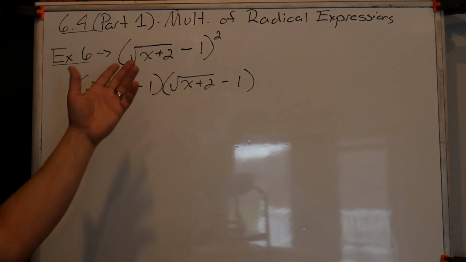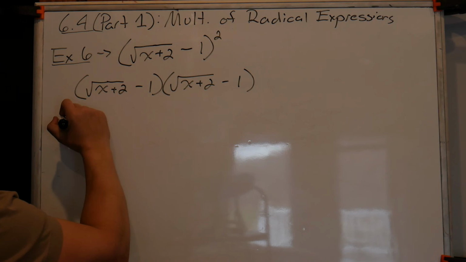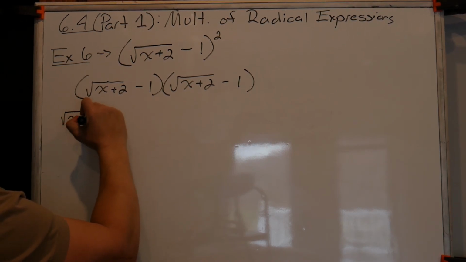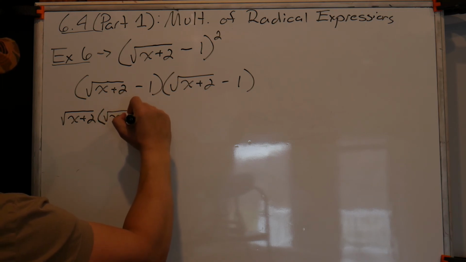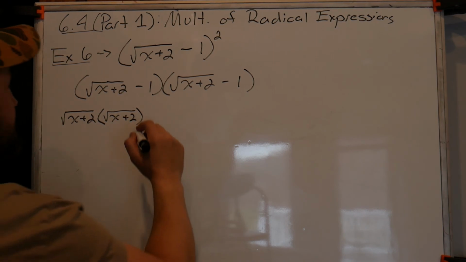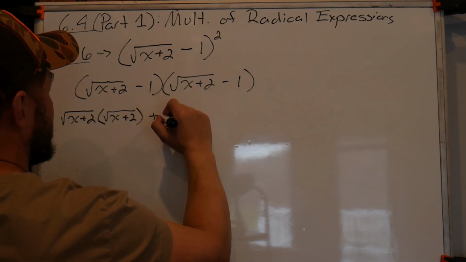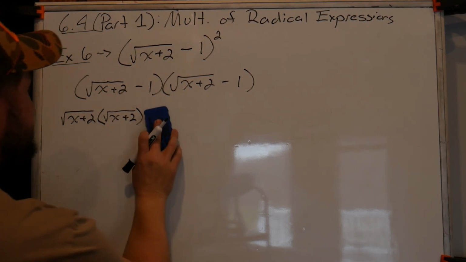You can use the rule x squared minus 2xy plus y squared, but I'm going to write the whole thing out so that we see it. I have x plus 2, and I'm going to multiply by square root of x plus 2. You already know that's just going to become x plus 2. And then I'm just going to skip the positive negative. This is the way I like doing it.